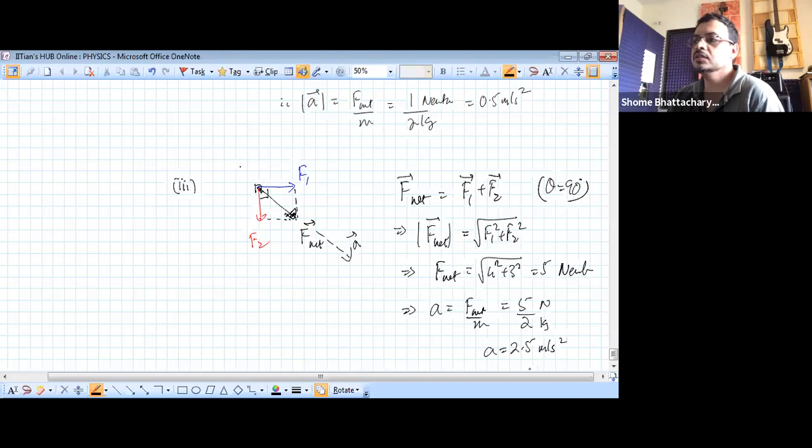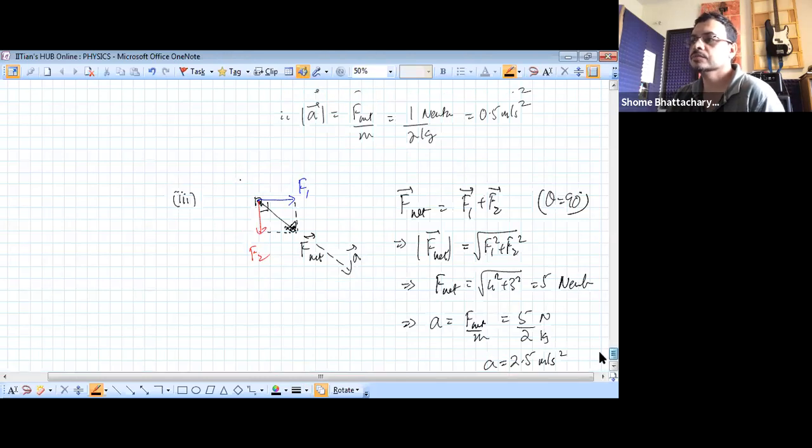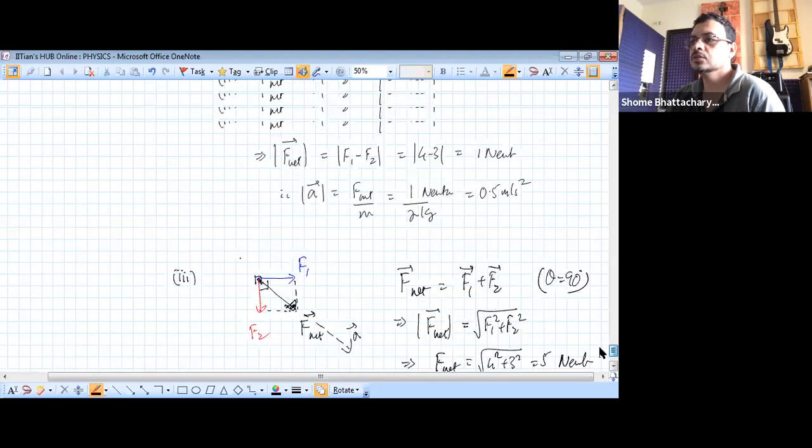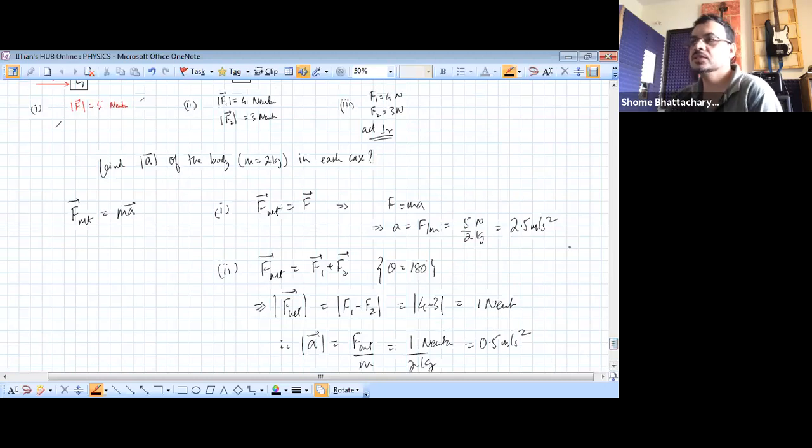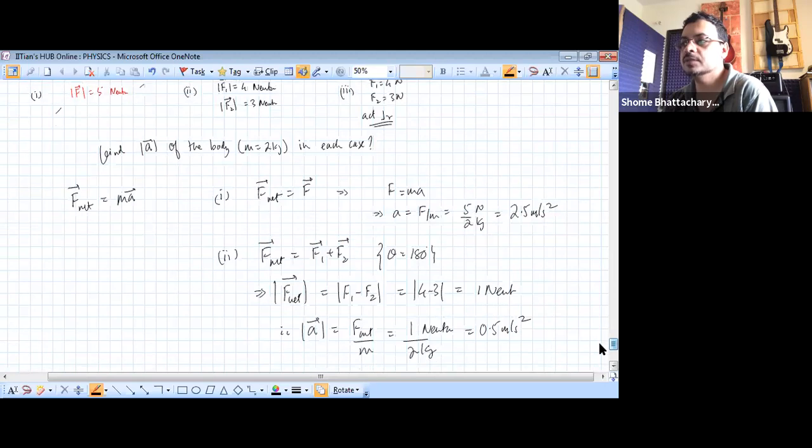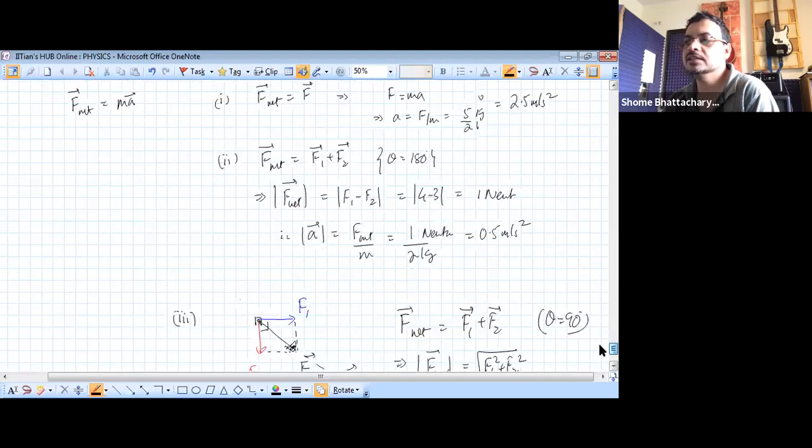Okay, so hope this is clear, each of the parts. So this is an example of how we apply Newton's second law to fixed mass bodies, and that is typically what we'll do in this chapter. So it is all about vector addition actually, nothing more.